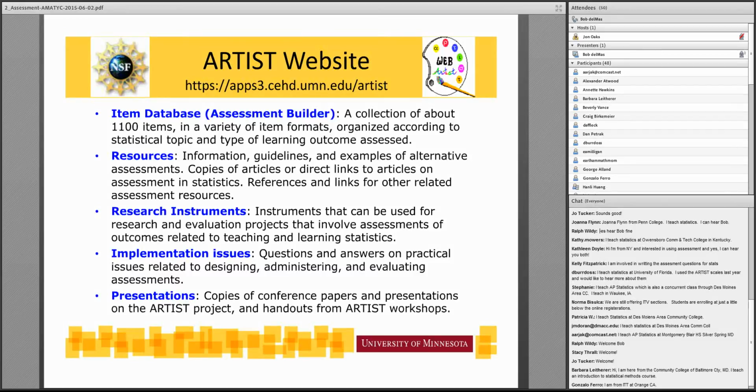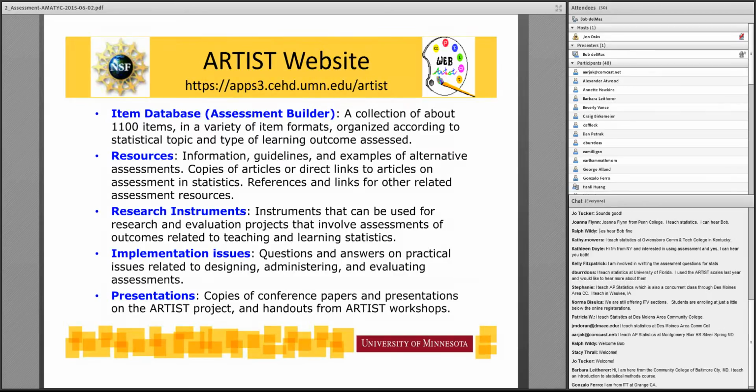It's a searchable database, so if you want to get some ideas for items getting at students' understanding of measures of center at a statistical literacy level, you can check a couple boxes, do a search, and it'll give you a subset of items. Those items can then be selected, grouped into a set, and downloaded. They're downloaded into a Word document that you can then retrieve, and you can use them in an assessment.